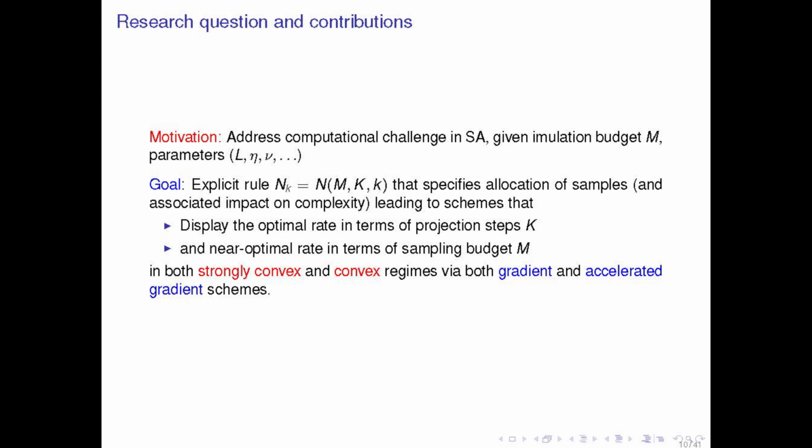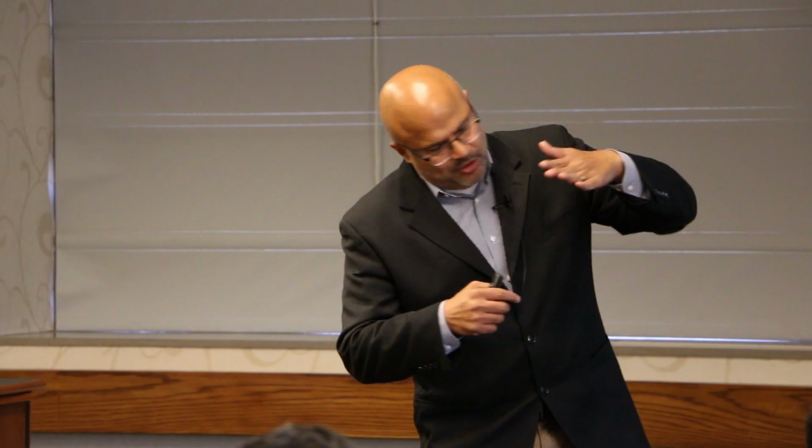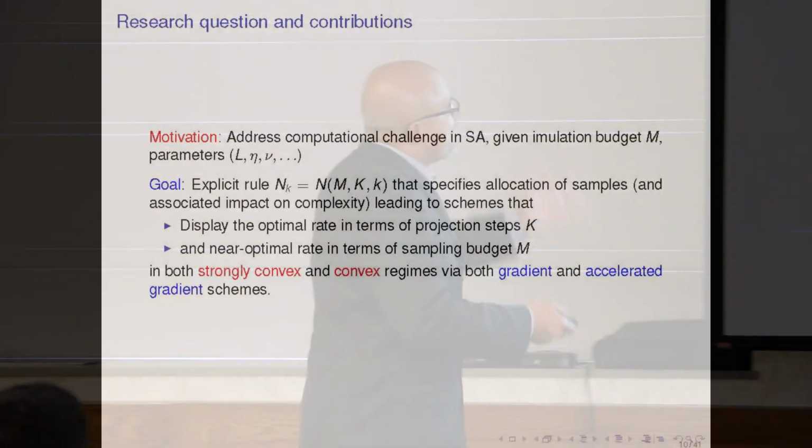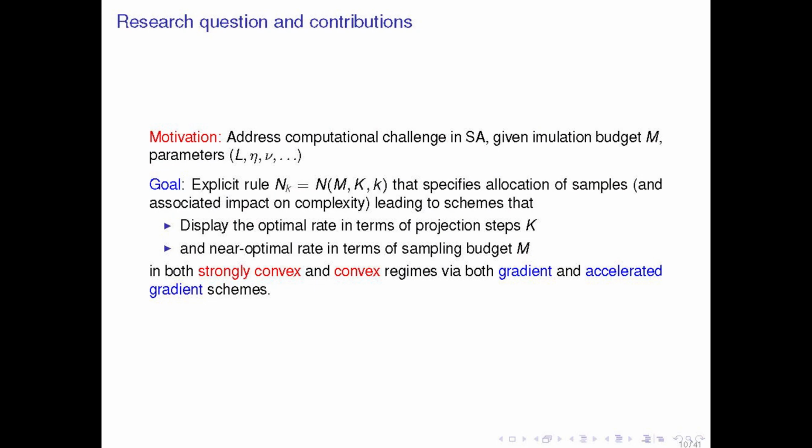If it's a deterministic, strongly convex problem, the best rates are linear. If it's convex, it's 1 upon k. And if you're using an accelerated scheme, it's 1 upon k squared, right? But we know all of these are never achieved in the stochastic regime. The question is, can they be in a regime where the simulation budget is finite, okay?